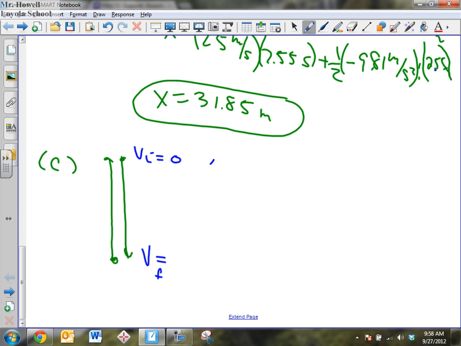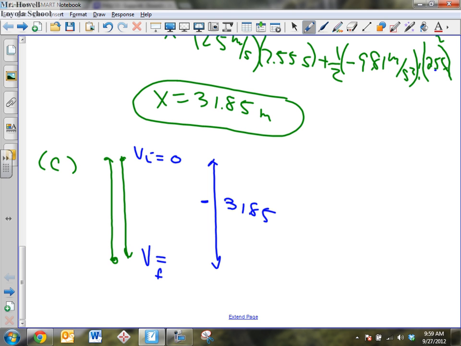We know the displacement is going to be 31.85, but with a negative sign now, because now I'm going down. This is now like a free fall. The object has launched up, it got its max height, and now it's being dropped to the ground. Again, it's like the object went to the top, it stopped, and now it's being dropped to the ground.